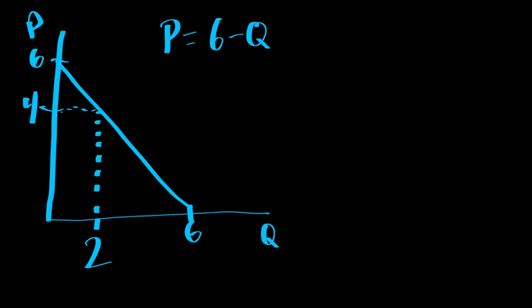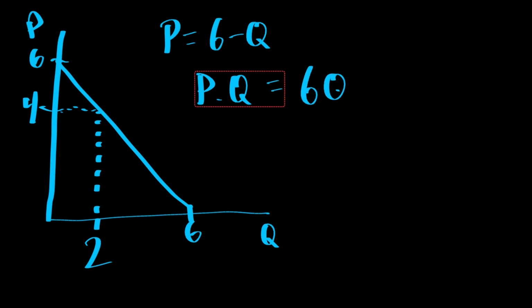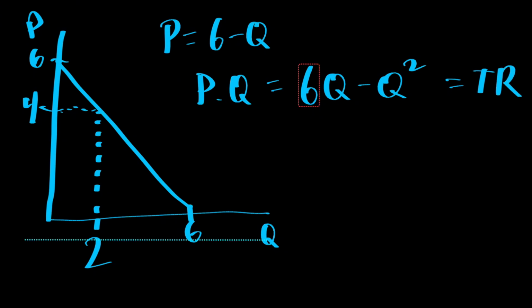Another maybe simple way of thinking about this is if we multiply both sides of this average revenue equation by Q, right? So P times Q, and if you think about what P times Q is, that's just total revenue. So P times Q, and then we'll do Q times the other side, which is 6Q minus Q squared. And that is our total revenue.